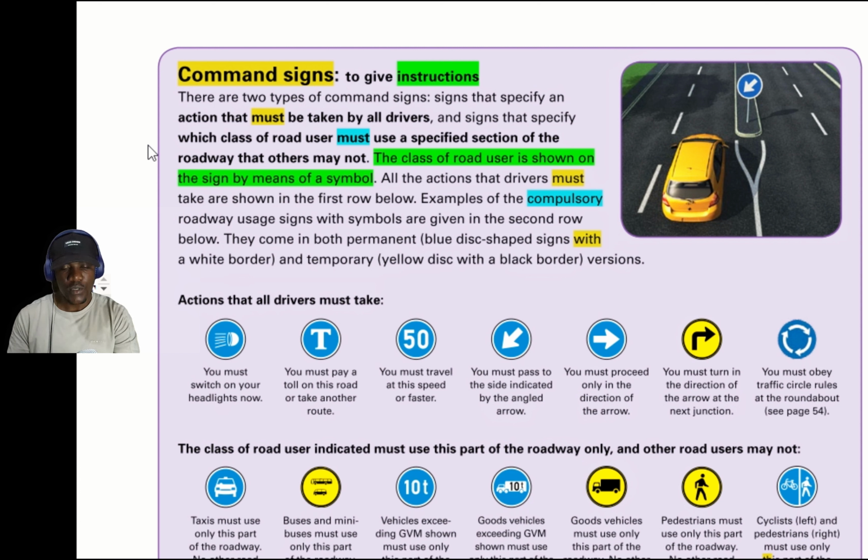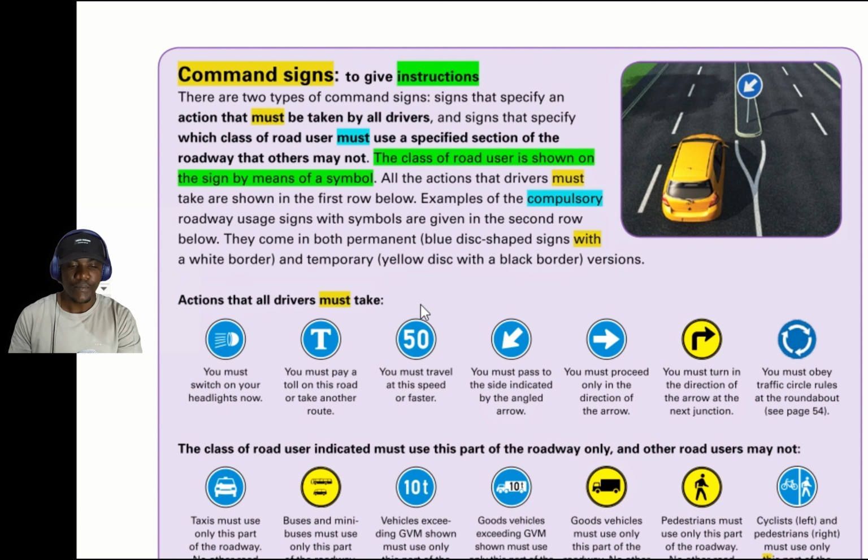According to the paragraph here, the class of road user is shown on the sign by means of a symbol. All the actions that drivers must take are shown in the first row below. So that's what we'll be looking at today. As you see there, the actions that all drivers must take. This is the first row here, as you see on the screen. So let's get to it.